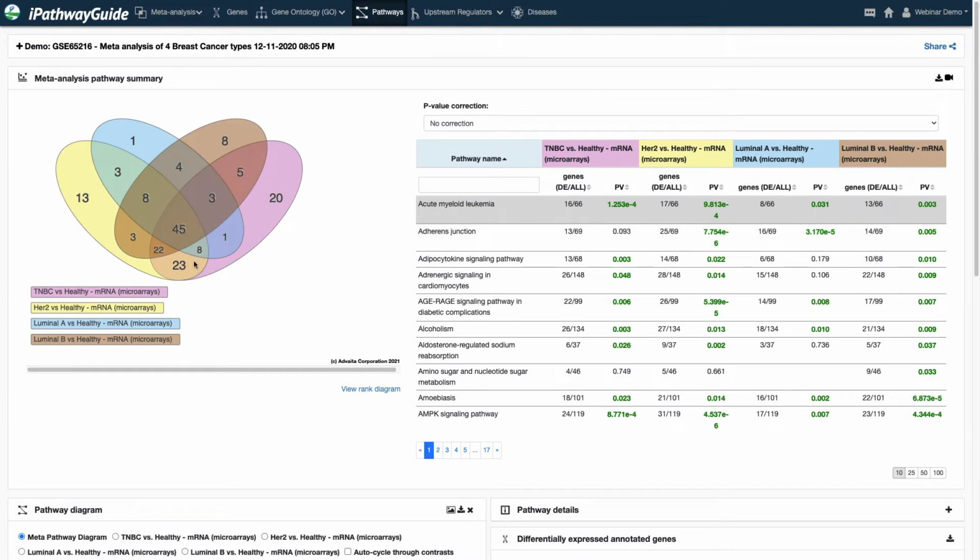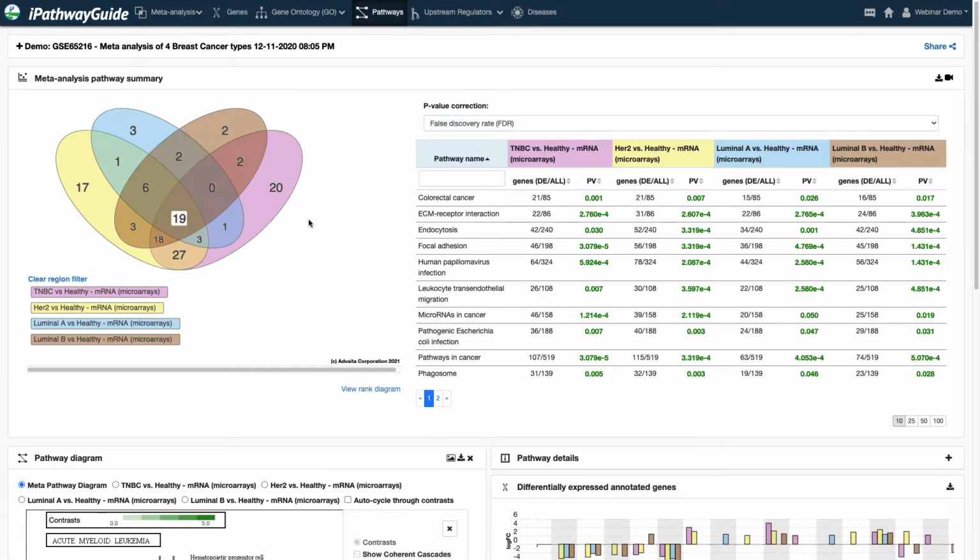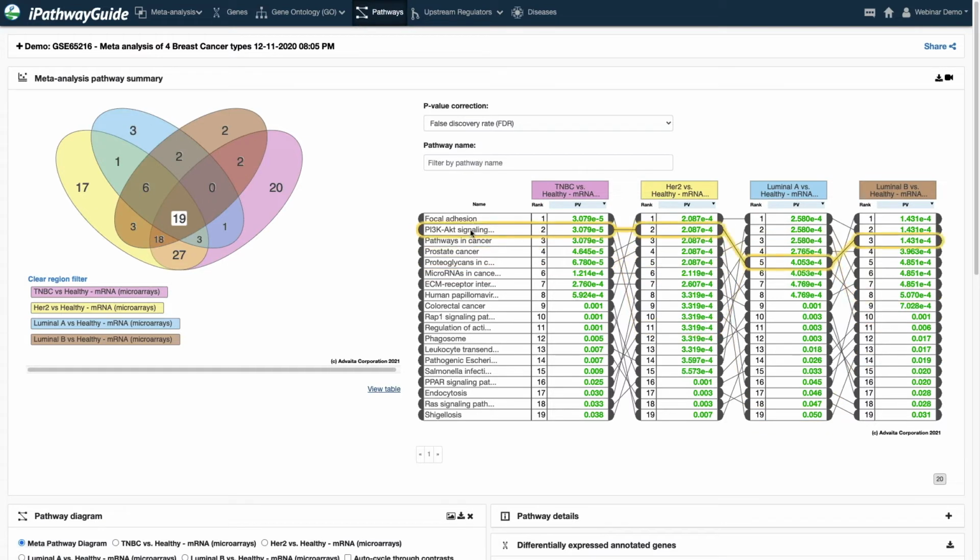And now you see here, we're looking at significant results across contrasts. So after FDR correction, there are 19 pathways that are commonly significant across all 4 subtypes. And we see them here in this table. We can also look at the rank diagram, which allows us to see which pathways are more or less significant. You know, how does the rank change here? Let's look at the PI3K signaling pathway.